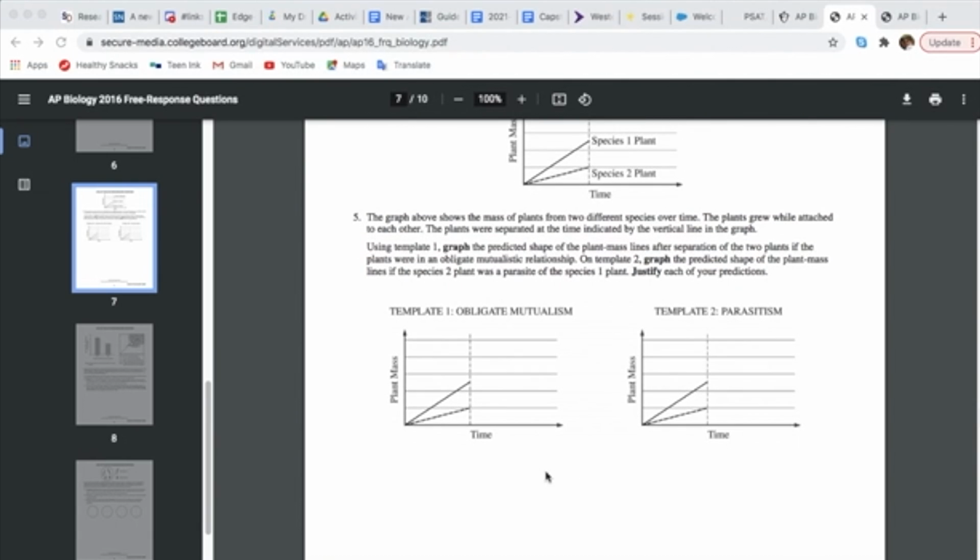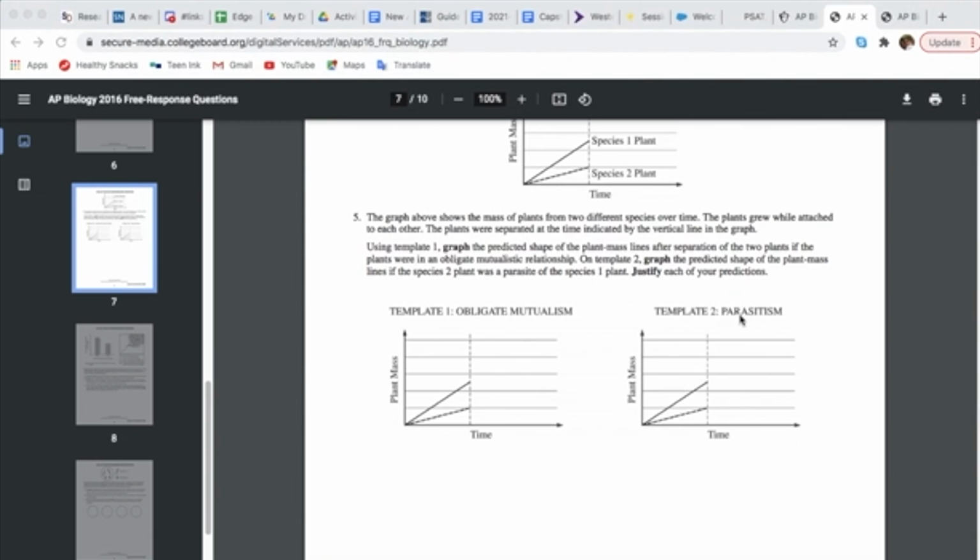So for our justifications, right, we want to talk about obligate mutualism and how, because both the plants benefit from the relationship, and they are both obligated to it, they have to be in this relationship in order to survive. That's why both will be decreasing once they are separated, because they cannot live without each other. And they would therefore either decrease in plant mass or level off.